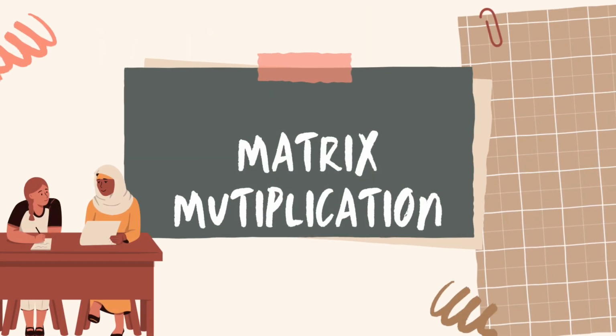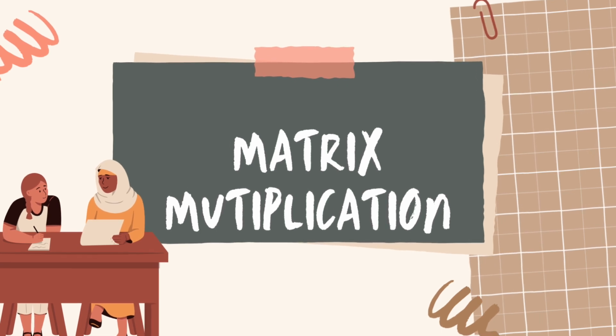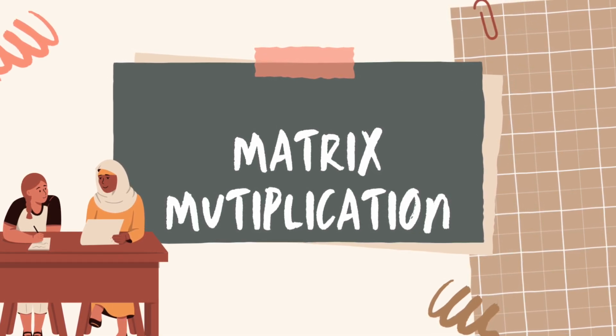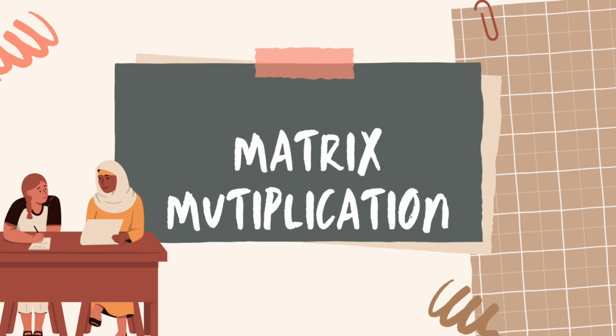So matrix multiplication is a bit more complex. It is used to represent linear transformations like rotations, scaling, and also reflections. The number of columns in the first matrix must match the number of rows in the second matrix. The resulting matrix has the number of rows of the first matrix and the number of columns of the second matrix.